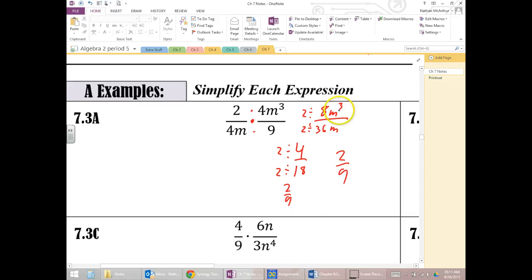And now if I look at the variables, I have m to the 3rd minus 1. We're doing a subtraction principle with division. This ends up being m squared, and since it's positive, it goes on the top. So my final answer should be 2m squared over 9. Right? I multiply the two fractions, and I simplify the result. Any questions about this one?